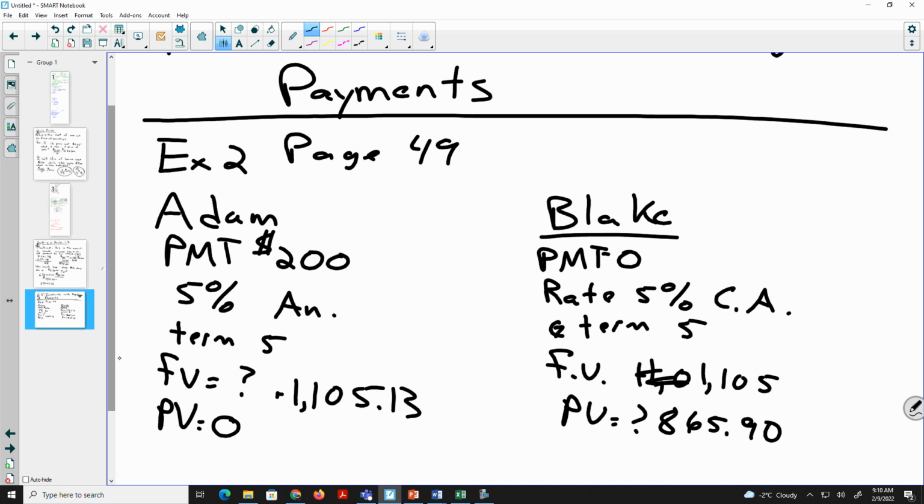So Blake clearly is the winner chicken dinner on this one. He invested less money and he made more on it, right? Like Adam, he had to put in $1,000 of his own to make 1,100. Right. So what happens is he put a larger chunk of money up front that was allowed to compound longer on its own. Whereas Adam, his first year only had $200 compounding interest, then 400, then 600, 800, 1,000.